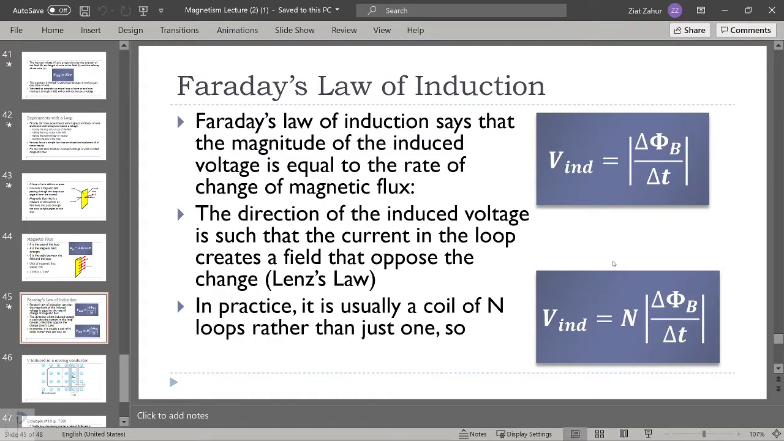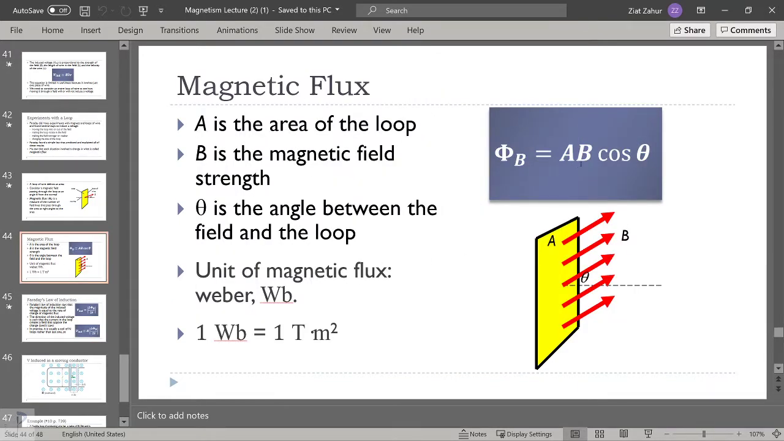So what are all these things? N is the number of loops, so in your coil, how many loops you have. Delta phi means the change in your flux. Now if we go back, the flux is area times magnetic field times the angle. So any 3 of these variables can change. We just do final minus initial. Remember, delta is final minus initial.